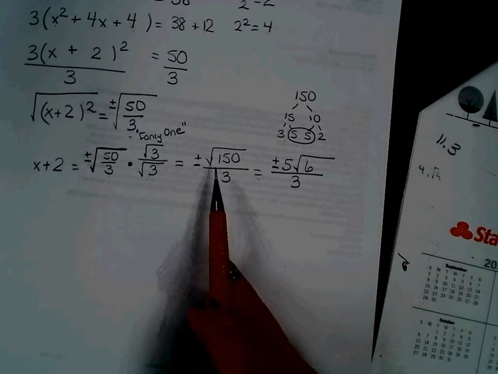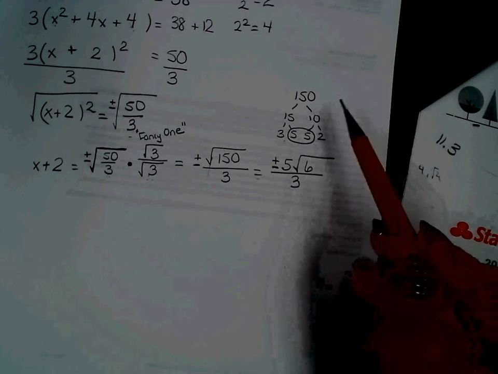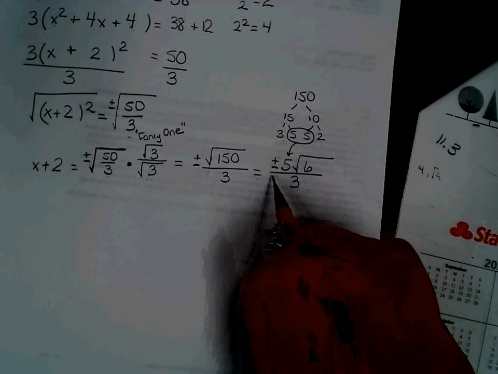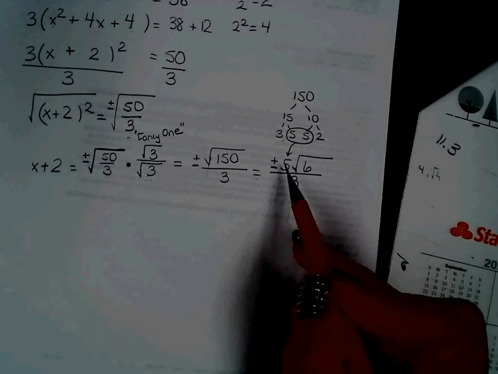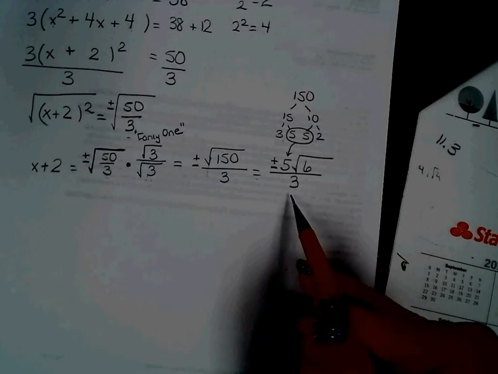The square root of 50 times the square root of 3 is the square root of 150. Then I factor tree 150 to be 15 times 10, which is 3 times 5, and 10 is 5 times 2. I have a pair of 5s, so I can pull it out. I pull it out between the plus or minus and the square root symbol. The 3 and the 2 do not have a pair. They have to stay inside. So plus or minus 5 on the square root of 6 over 3.